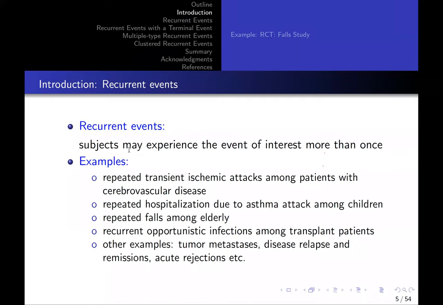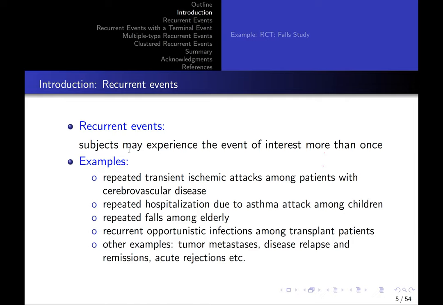So in today's talk, I'm going to use repeated falls among elderly, which is a common problem, especially when they are given medication for their old age or for the pain, they are taking a lot of medication, which can have issues. And of course, you can also think of repeated infections.